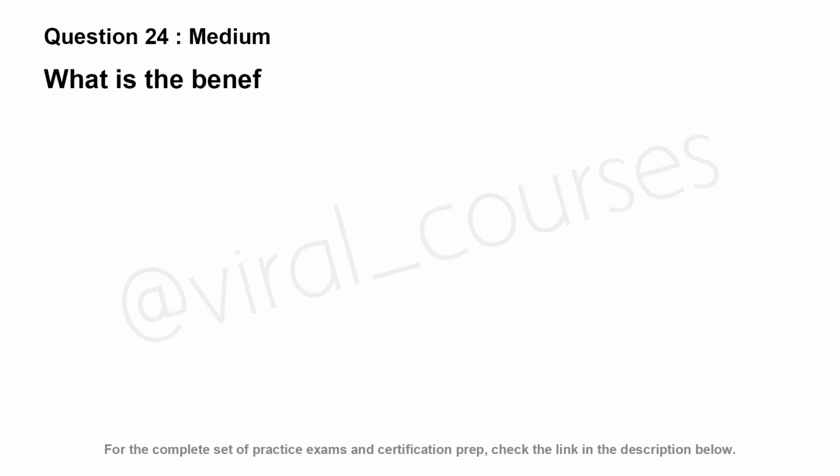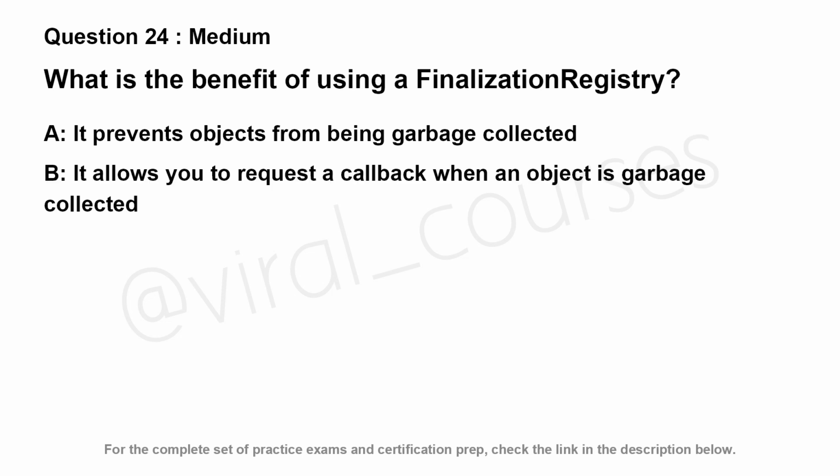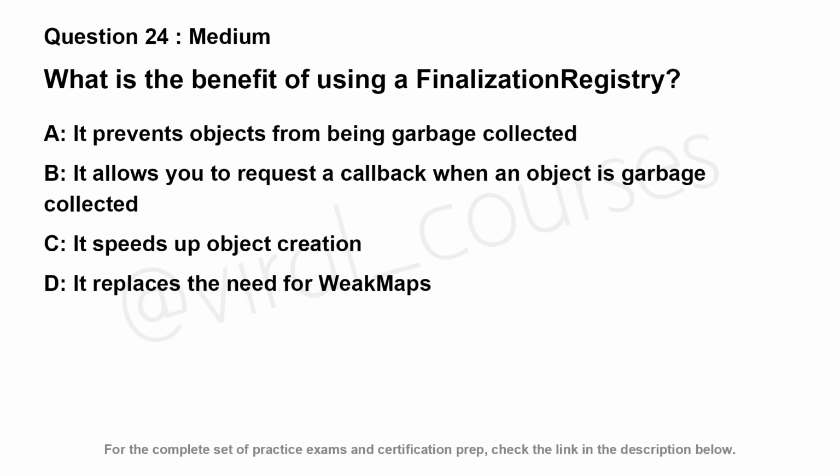What is the benefit of using a finalization registry? Option A. It prevents objects from being garbage collected. Option B. It allows you to request a callback when an object is garbage collected. Option C. It speeds up object creation. Option D. It replaces the need for weak maps.